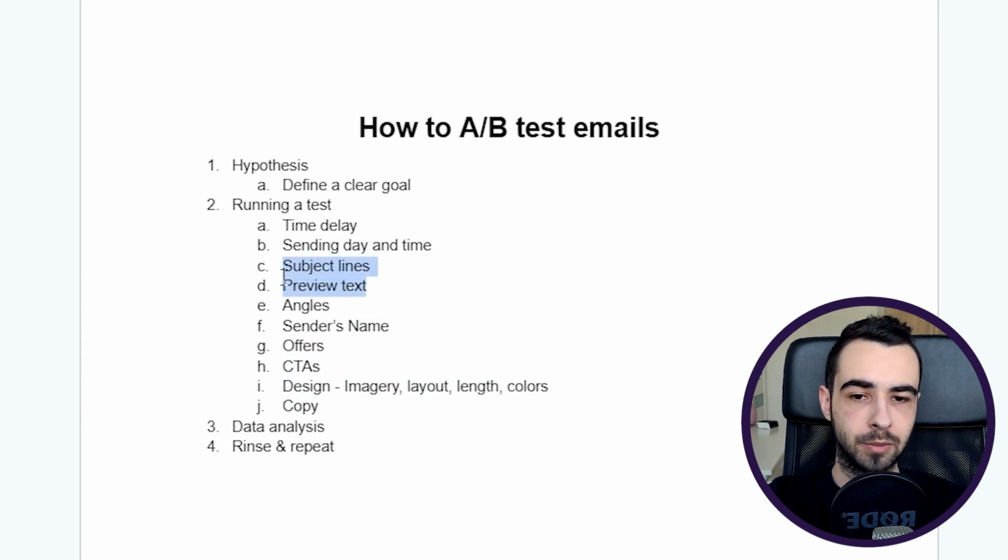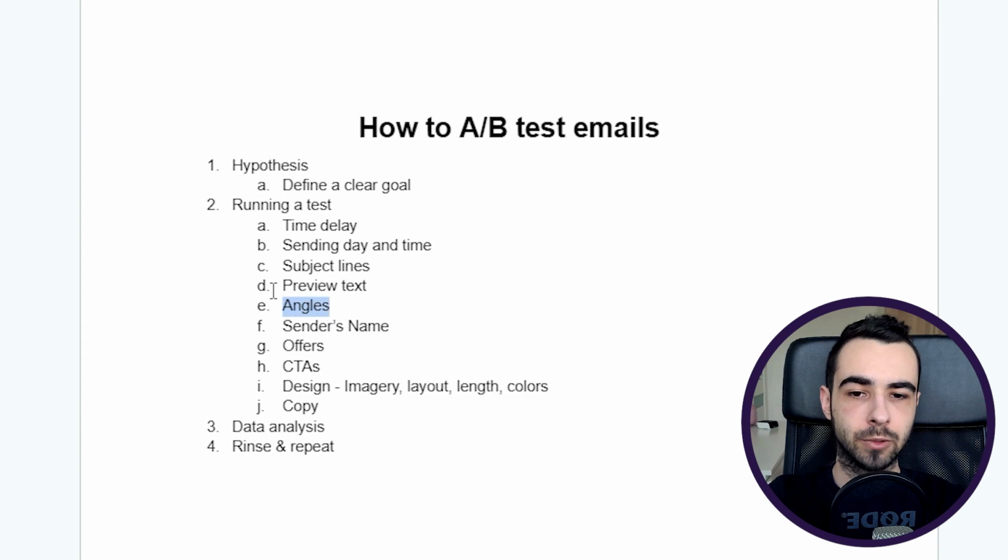Then subject lines and preview text. I would say they are equally important, and you want to test them because they can make a huge difference. Like 40% open rate versus 50% open rate, it's a 10% difference. And if you do have it for 10 emails within all the flows, if you compound it, it's going to be a huge difference. That's why you want to do it.